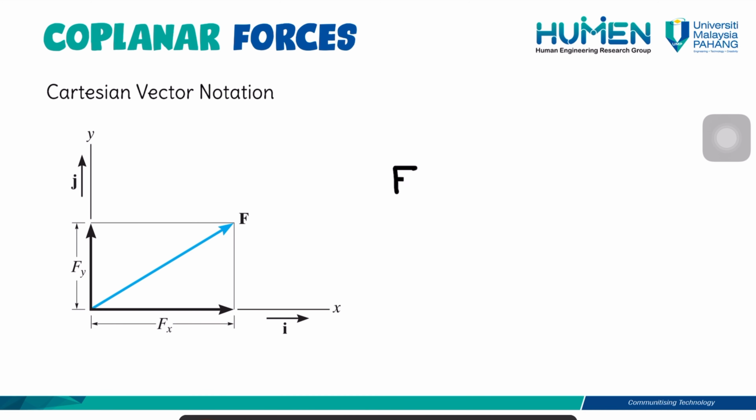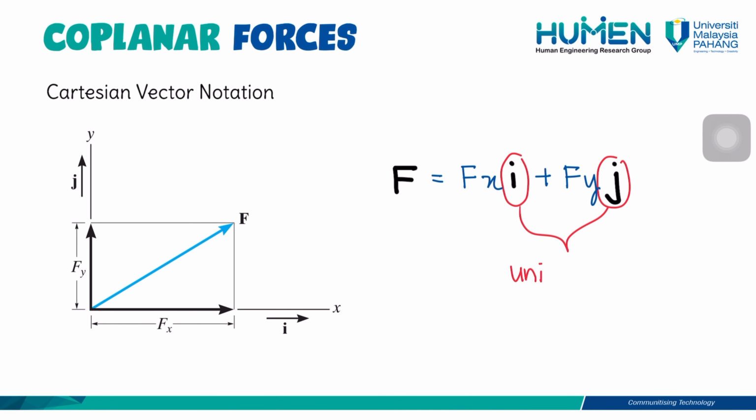Okay, this is the Cartesian vector notation. In Cartesian vector notation, you have to write any force vector as F equal to Fx i plus Fy j. I and j represent the unit vectors, while F is the Cartesian force vector.